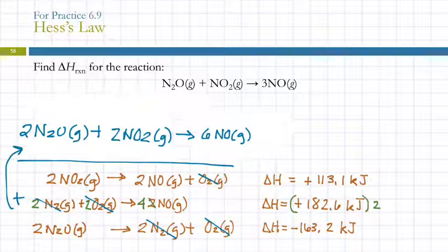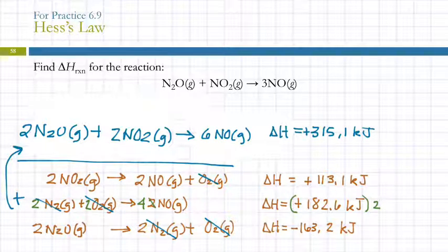Any questions about how I got that equation, the chemical equation? It's a bit much to absorb. When I add these equations together, these steps, Hess's law says that the change in enthalpy for this overall reaction is just the sum of these. So here I've got the 182.6 times 2 plus this and plus that. So 113.1 plus 182.6 times 2 plus negative 163.2 equals. So delta H equals 315.1 kilojoules, and that's positive.